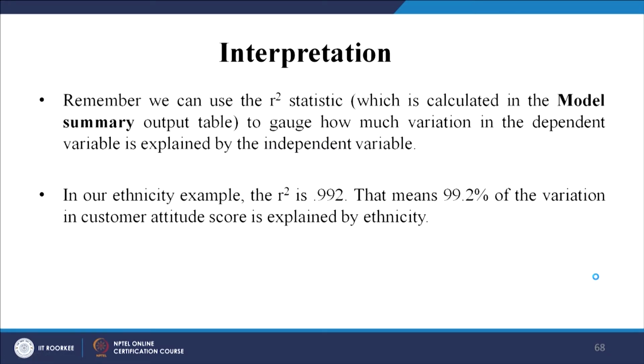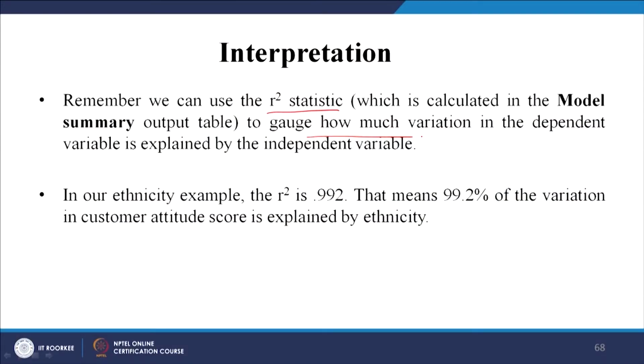So, basically now it has helped you to understand the effect of ethnicity, a categorical variable, on the dependent variable, consumer attitude towards the advertisement, and you see how nicely it has explained and how well you can use it in the research work. So, remember we can use this R-square statistic to gauge how much variation in the dependent variable is explained by the independent variable, right. R square is 99.2, which means that much is being explained by ethnicity.